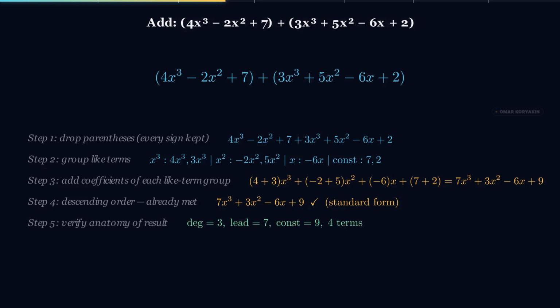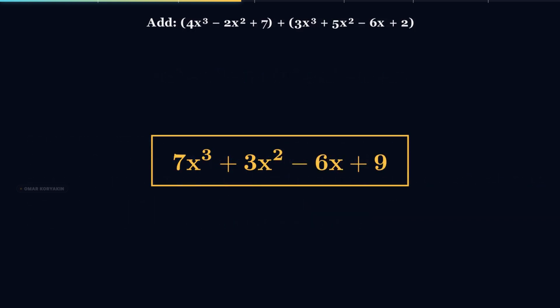Step 5. Verify the result has the expected pieces. The leading term is 7x cubed, the leading coefficient is 7, the degree is 3, the constant term is 9, 4 terms total, classification cubic polynomial. The 2 input polynomials were degree 3, and the sum is degree 3 because the leading coefficient sum of 4 plus 3 was non-zero. If the leading coefficients had cancelled, the sum would have been a lower degree polynomial. So the sum is 7x cubed plus 3x squared minus 6x plus 9.